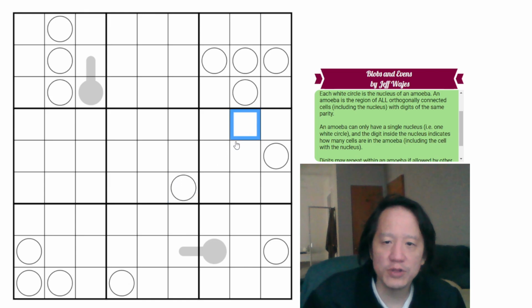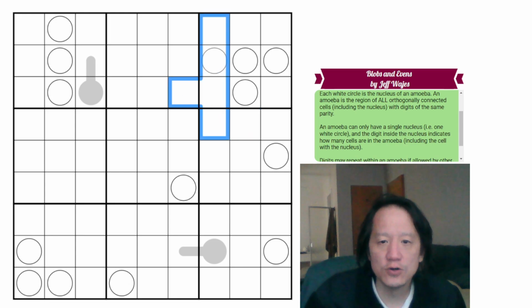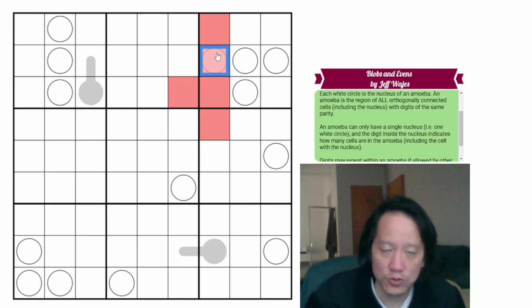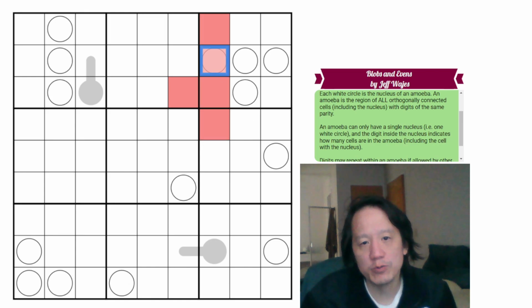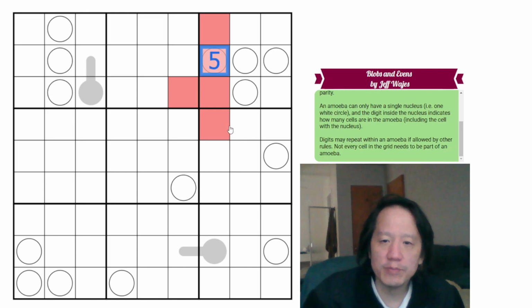An amoeba can only have a single nucleus, that is, one white circle in it, and the digit inside the nucleus indicates how many cells are in the amoeba, including the cell with the nucleus. So, as an example, this could be an amoeba, and this circle would be the nucleus. The nucleus tells you how many cells are in the amoeba. So in this example, it would be 5. Digits may repeat within an amoeba if allowed by other rules. Not every cell in the grid needs to be part of an amoeba.